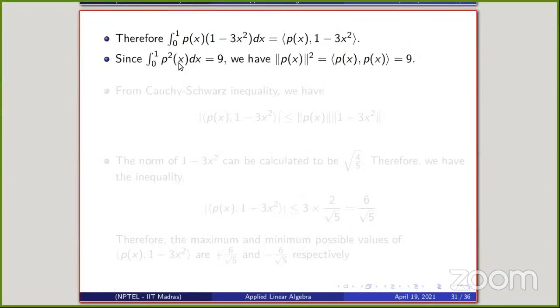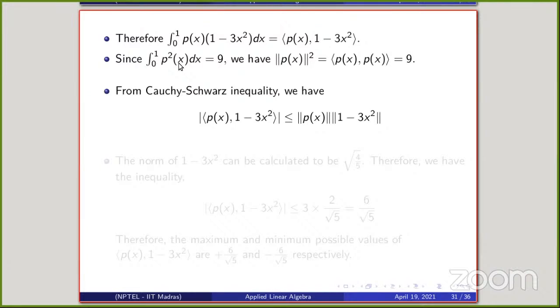And we are also given that the integral from 0 to 1 of p squared of x dx is 9. According to this definition of inner product, this means that the norm of p of x squared is 9. And from the Cauchy-Schwarz inequality, we know that the magnitude of the dot product of two vectors is upper bounded by the product of the respective norms.